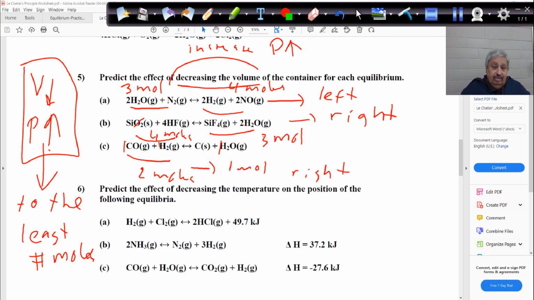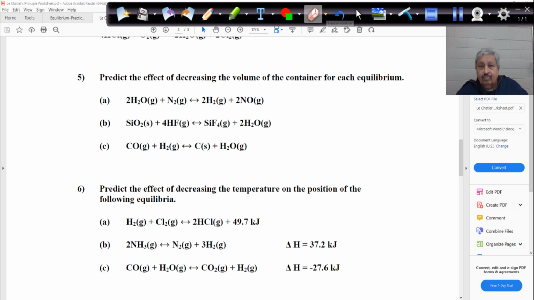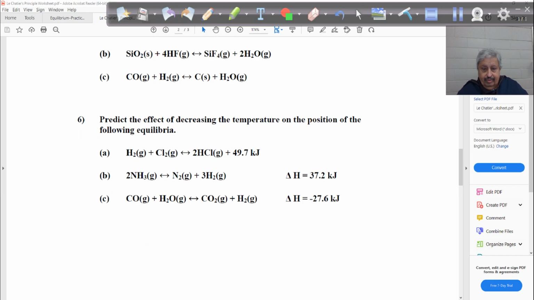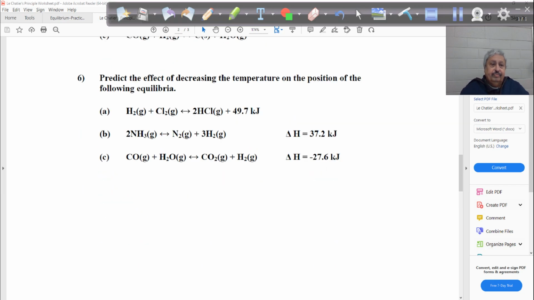Okay, guys? So let's look at the heat now. Can I take this one out? Let's take this one out here. Number 6. So, predict the effect of decreasing the temperature on the position of the equilibrium.